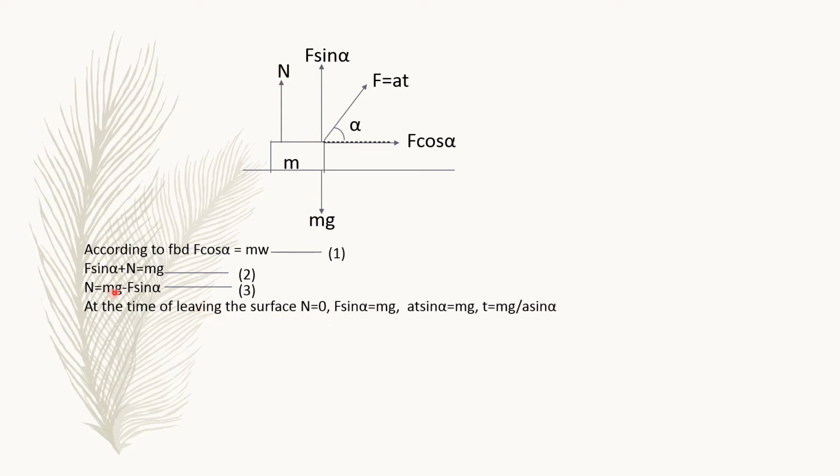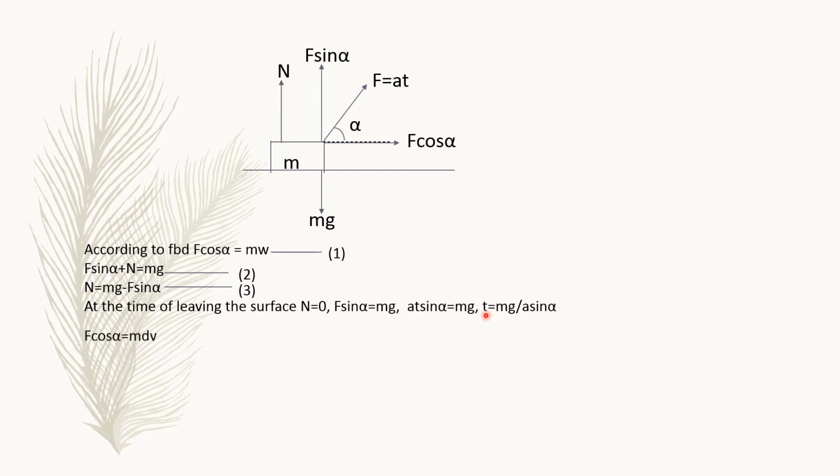That means mg minus F sin alpha is equal to how much? 0. So F sin alpha is equal to mg. As given in the question, F is equal to at. Put the value of F here: at sin alpha is equal to mg. From this we can calculate the value of t. How much is it? t equals mg divided by a sin alpha.